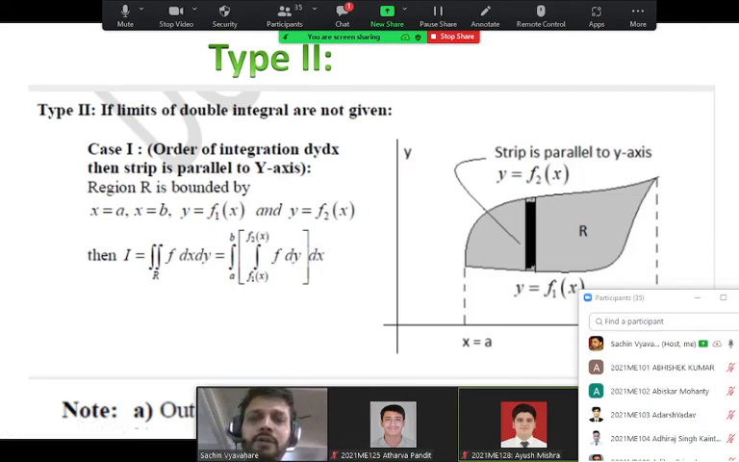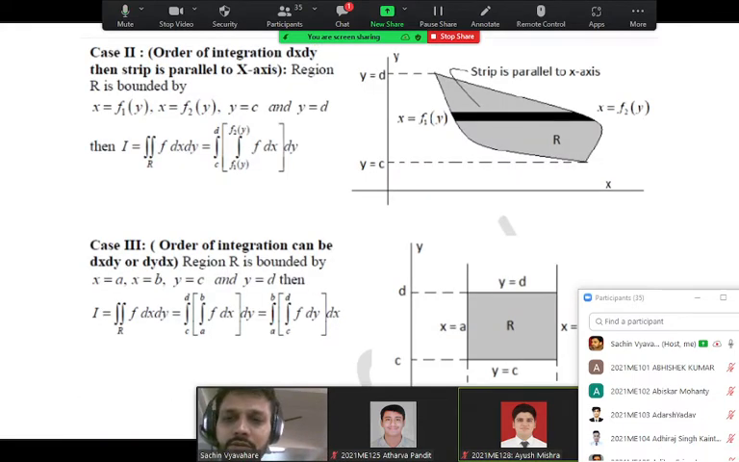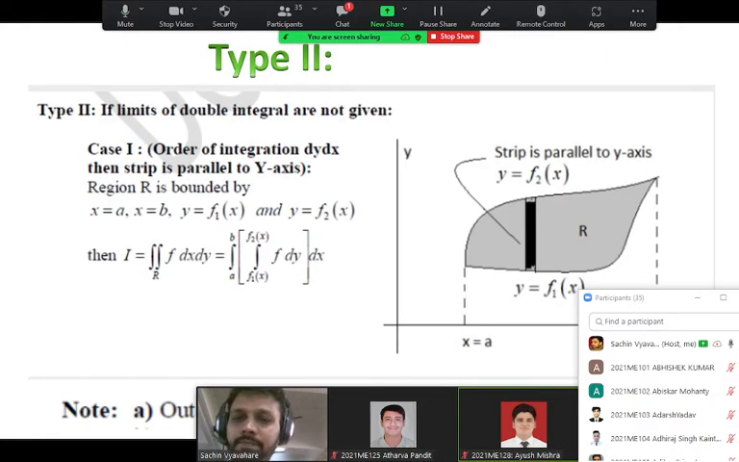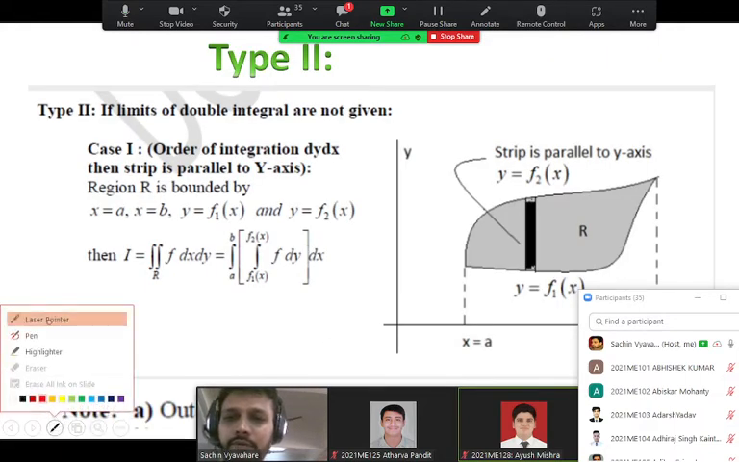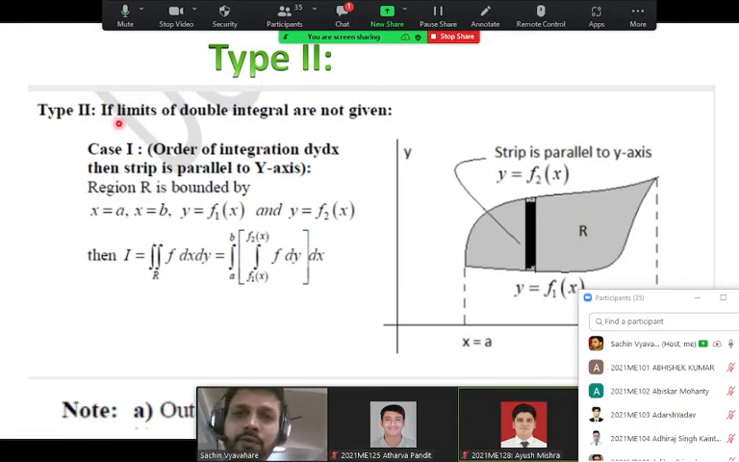Type 2 is now the limits of double integral will not be given. So you can clearly see on the screen here it is written type 2, if limits of double integral are not given. Whenever the limits are not given, whatever the equations were given, like x equal to a, x equal to b, y equal to f1(x), y equal to f2(x), generally we always have these four equations, and our aim is to draw these four curves.